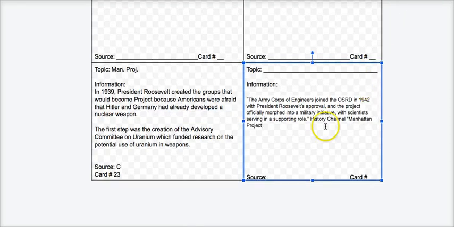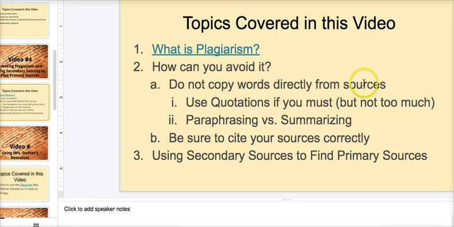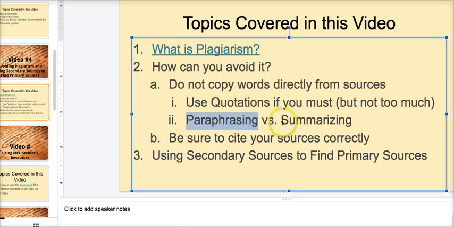You need to be very careful when you are doing quotations that you are very clear as to where it came from. Otherwise, you are dealing with something that could be considered plagiarism. So this is also source C, and this is card 24. Okay, so we talked about plagiarism. We talked about not copying words directly from sources unless, of course, you're using quotations. We talked a little bit about paraphrasing, and we did a little summarizing. Hopefully, watching me do that with my topic will help you figure out how to do it with yours.